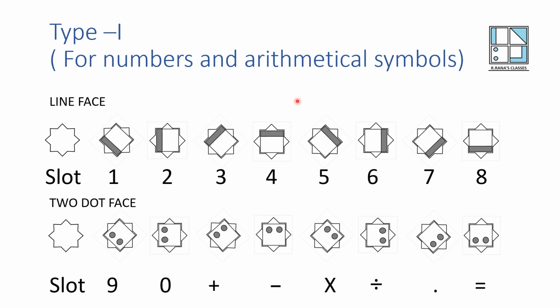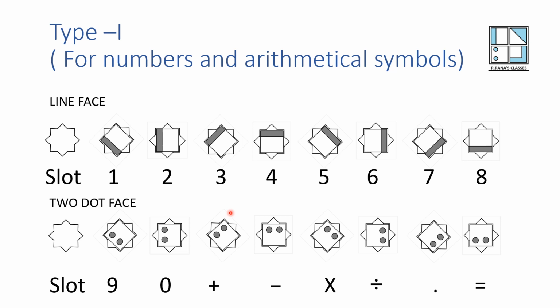two dot face. Again, this is a square face. The other end of type 1, one end is line face, the other end is two dot face. And in this also we will start fitting the peg into the slots from the same position. We left at 8 and now we are here, we are at 9. Tilt it clockwise. The next position is for 0. Now all the numbers 1, 2, 3, 4, 5, 6, 7, 8, 9, 0 we have covered.